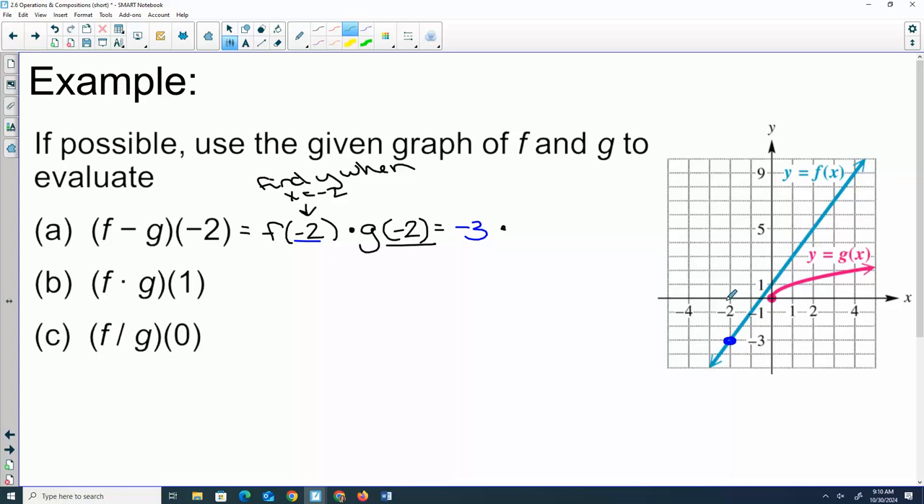Here's my g. When x is negative 2, what's the point on g? No solution. There isn't one. So if that happens, the whole problem is just no solution, because function g didn't exist there. Okay, you guys try b and c. See if you can come up with those values for me.